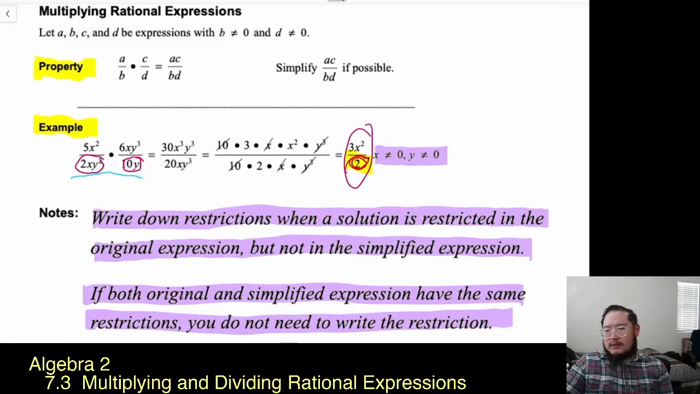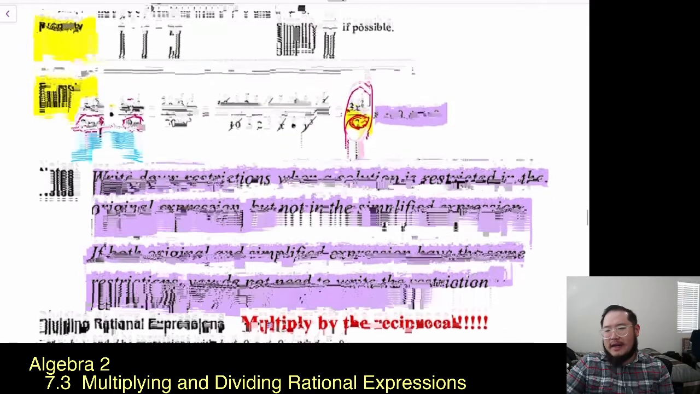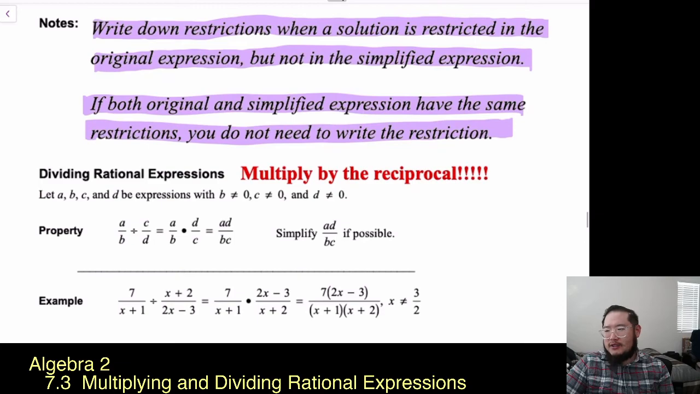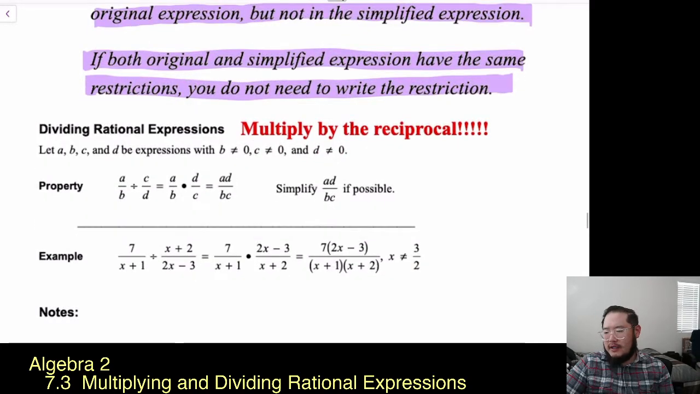All right. Let's go to the next part, dividing rational expressions. And so right here, we're going to take a look. One of the key things is whenever you divide fractions, you multiply by the reciprocal. And so right here, I put down, hey, multiply by the reciprocal.